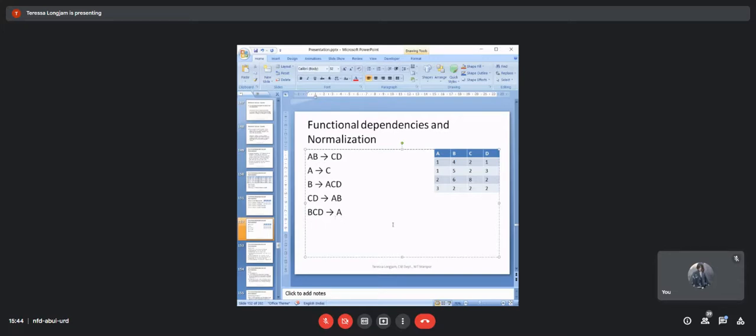Yeah, AD, ma'am. Who was saying? AD in left side, ma'am. AD to BC. Okay, that is also true. AD to BC. This is also true because they are all unique. Okay, so this is how you can determine the functional dependencies of a given relational set. So you can determine many functional dependencies.